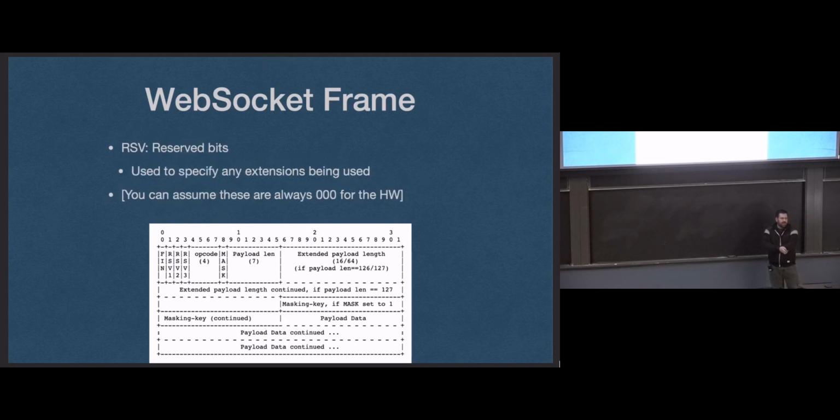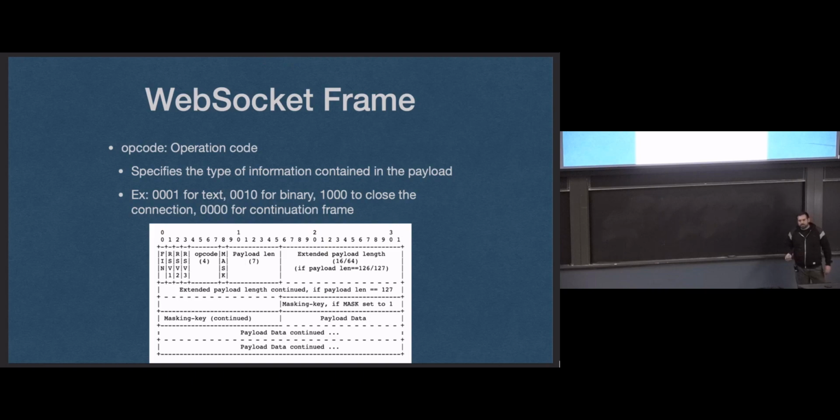The reserve bits, RSV for reserve, this one's easy. They're always going to be 0. They're reserved for additions to the protocol. We're not going to use any additional protocols. We're going to just use plain old WebSockets. So reserve bits, always 0 for the homework. We don't have to think about them at all. You don't have to parse them. You don't have to read them if you don't want to. They're just always going to be 0 for our purposes.